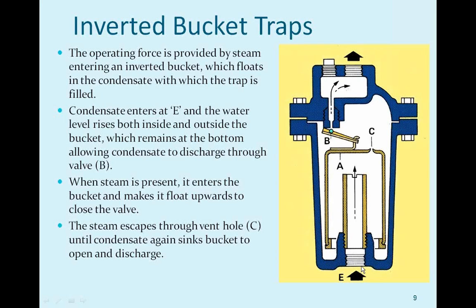Very, very simple. If steam comes in, then it will float this inverted bucket and lift it, and that will close off the trap. So steam comes in, lifts it up, and then it will slowly vent through here and condense, and then over time, when the steam condenses, the bucket will sink back down and condensate will flow through. So this is a cyclic type of trap. It goes on and off.